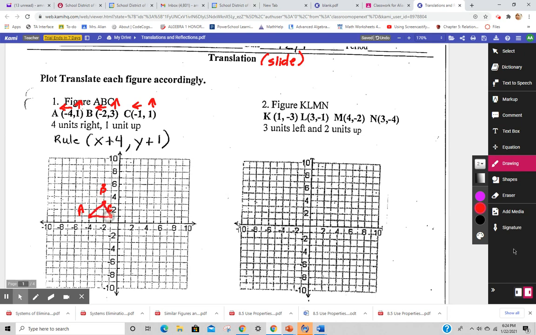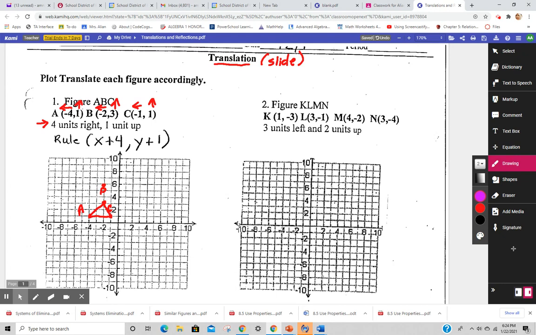Now we can just connect the points. See, we have our triangle ABC, and we want to move it. That's what we mean by translate. We want to move it to another location. The location we want it to go to is 4 units to the right and 1 unit up from where it's at right now. So let's do that. We do that by moving each point one at a time. So let's start with C.